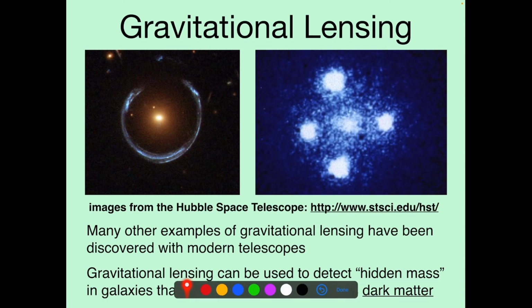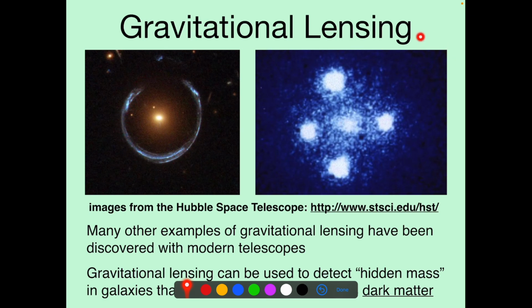These are images taken by the Hubble Space Telescope, and you can follow this link if you want to see more images like this. What's going on in this image on the left is we have a spiral galaxy in the background and an elliptical galaxy in the foreground. In order for light from the spiral galaxy to actually get to us, it has to first bend around this elliptical galaxy in the foreground. And the effect of that lensing is to distort the image of the spiral galaxy that we see.